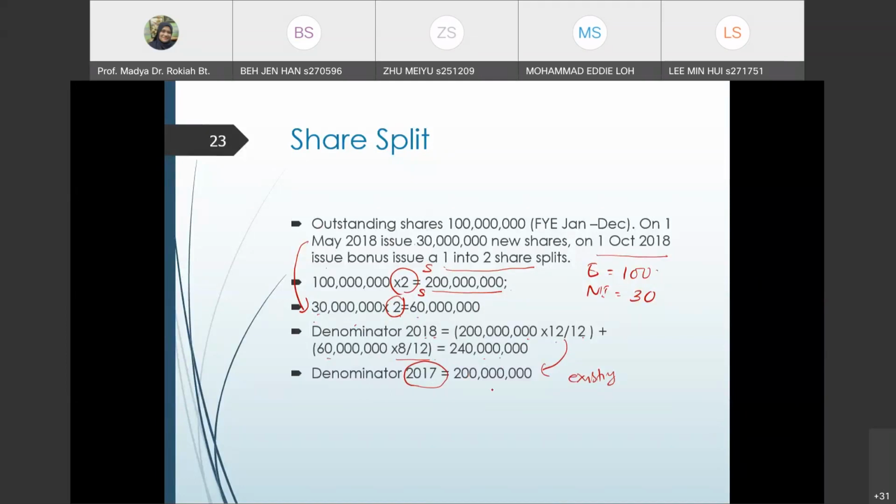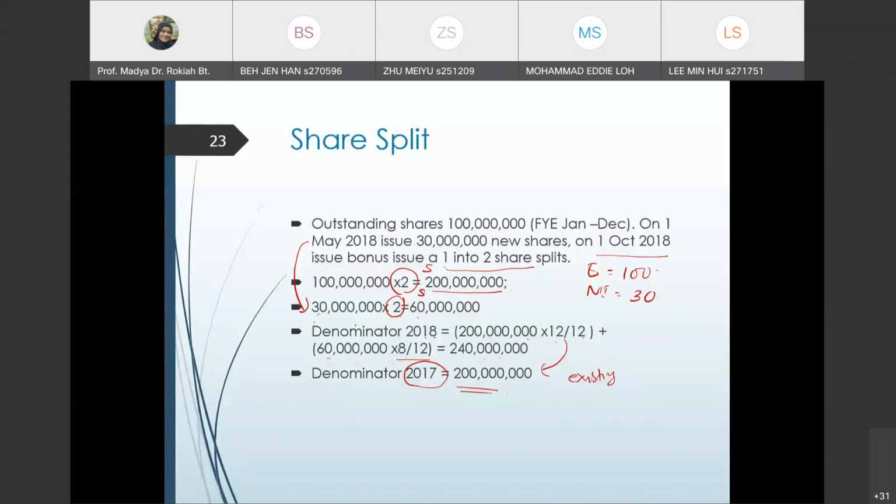Okay, so this is an example of a share split. Any questions that you have here? So this is a share split. You need to look at the dates of the new issue, whether this one is before the share split or the bonus issue. So whether they are entitled for the share split or the bonus or not.